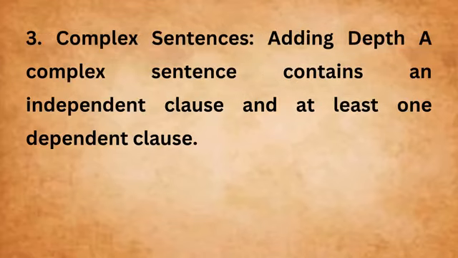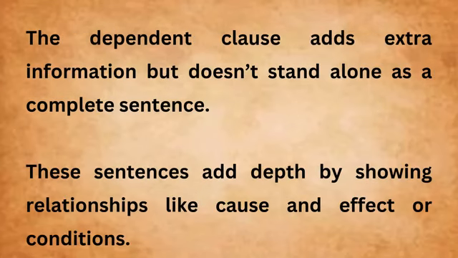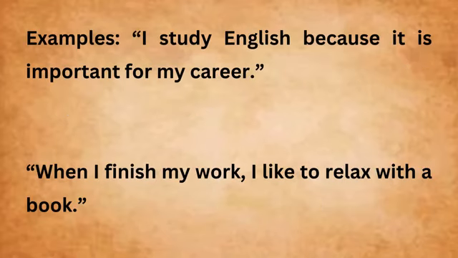3. Complex sentences. Adding depth. A complex sentence contains an independent clause and at least one dependent clause. The dependent clause adds extra information but doesn't stand alone as a complete sentence. These sentences add depth by showing relationships like cause and effect or conditions.